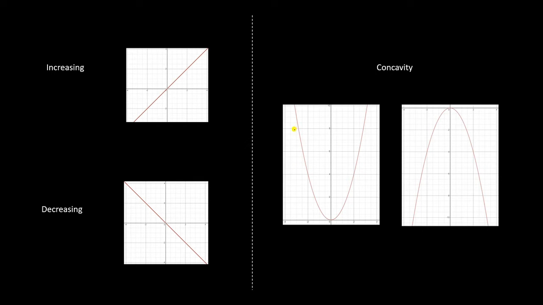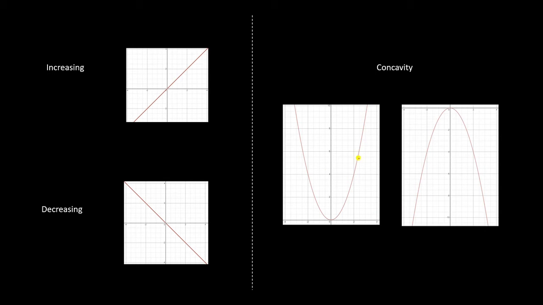In this graph, the slope starts negative, but then it becomes zero, and then it becomes positive. The slopes are increasing, we call this concave up. Just like that, the slopes here are decreasing, we call it concave down. I remember it as concave up being a smiley face and concave down being a sad face.